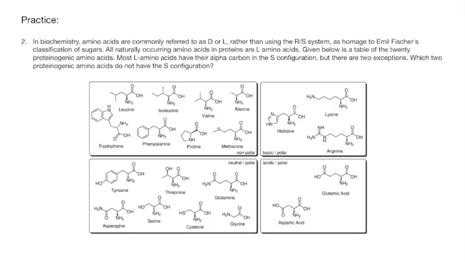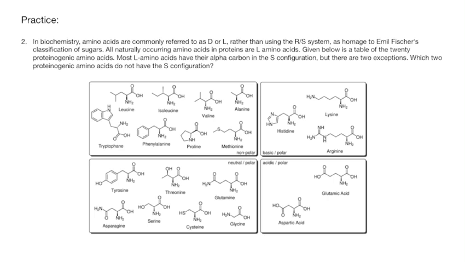Let's move on to the next question. In biochemistry, amino acids are commonly referred to as D or L rather than using the RS system as homage to Emil Fischer's classification of sugars. All naturally occurring amino acids in proteins are L amino acids.